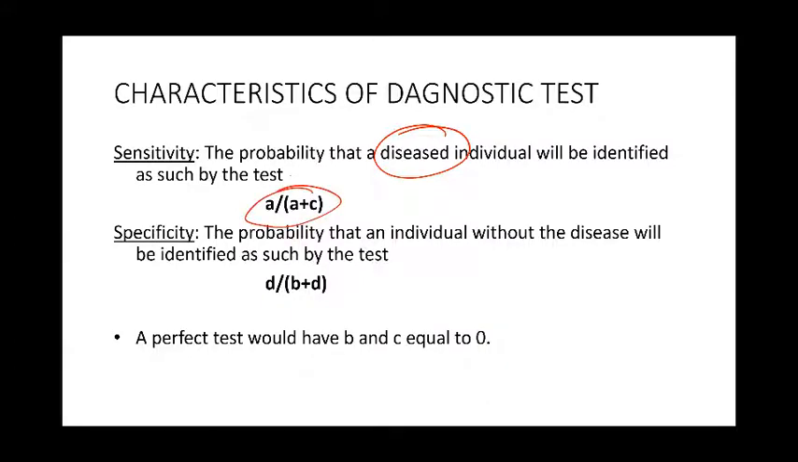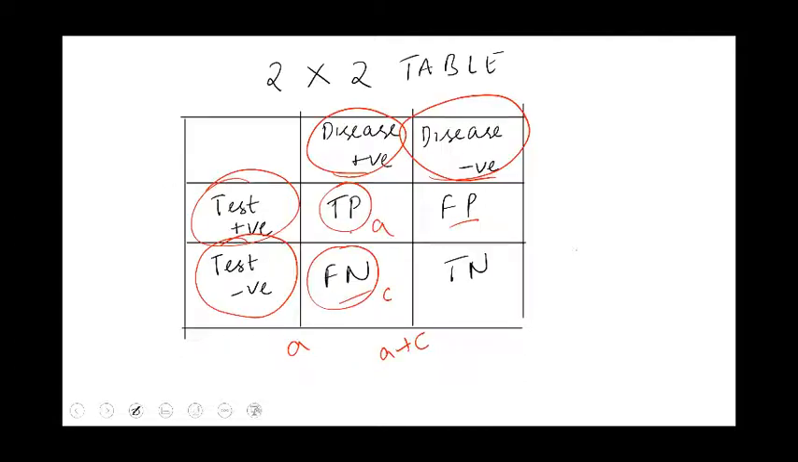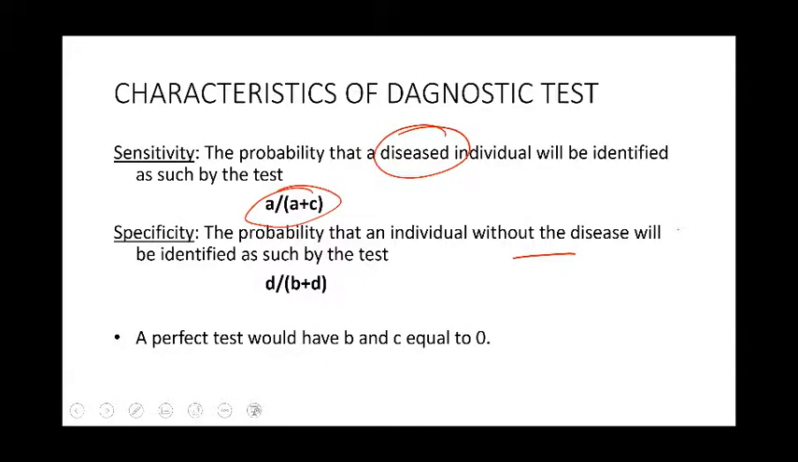Now specificity. It is the probability that an individual without the disease will be identified as such by the test. So the total number of people without the disease are FP plus TN, it is B plus D, out of which the test has identified only D as the patients who do not have the disease. So specificity is D by B plus D. Now a perfect test would have both B and C equal to 0, and hence give a sensitivity and specificity both of 100.